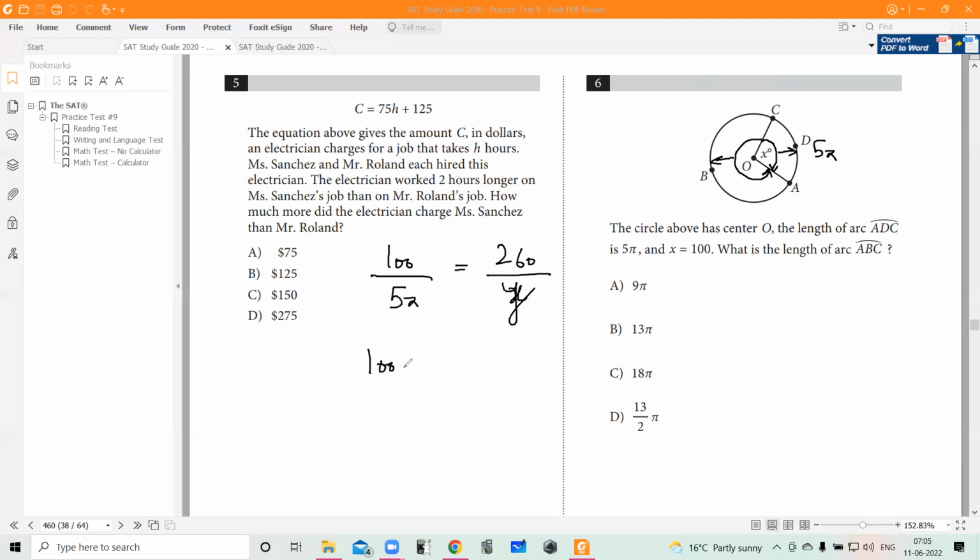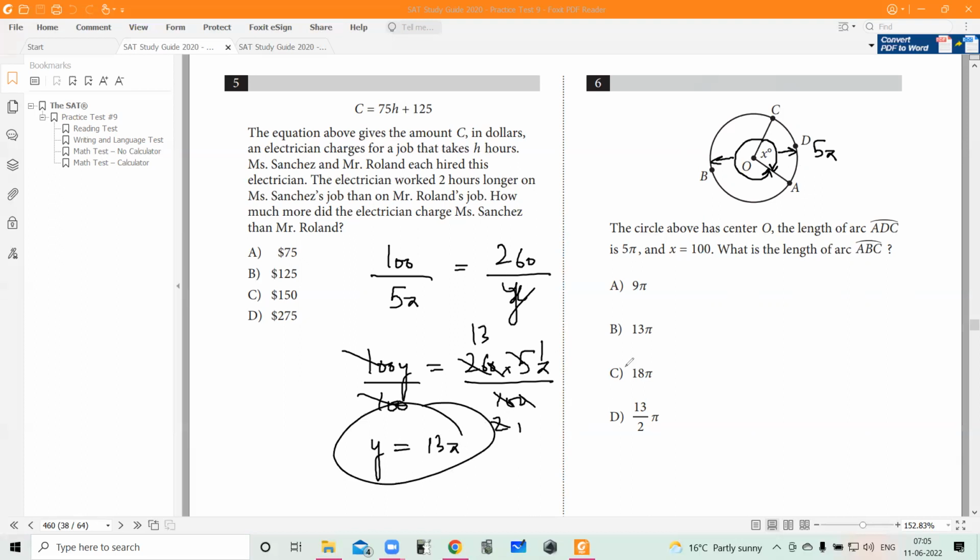You can cross multiply, you'll be getting 100y equals 260 times 5 pi, dividing by 100, you'll be getting y equals, 0 and 0, 5 times 1, 5 times 2, 2 times 1, 2 times 13, 13 pi again. Yep. So that's the answer. You can make a proportion or solve it the other way. That was easier because we know that the length of the arc is dependent on the angle which it subtends at the center. The more the angle, the more will be the length of the arc. So that's why we can make a direct proportionality. And in direct proportionality, we divide, isn't it? Yeah. So that's what I did here.